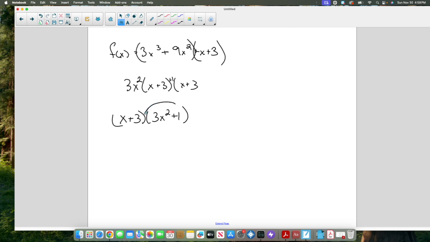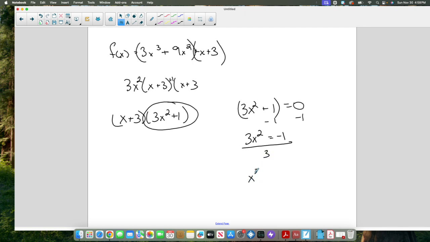But now this right here, I would use a quadratic, and this would not be a feasible answer. If I set that equal to 0, 3x squared, subtract 1 from both sides, gives me negative 1. Divide by 3, which gives me x squared equals negative 1/3. And when I take the square root of that, that would give me an imaginary number. The only possible answer in this case would be x plus 3, or when x is equal to negative 3. So that is my x-intercept.